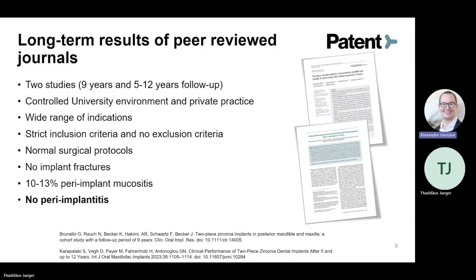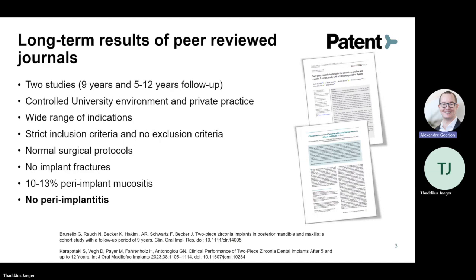So the idea is to present this concept, of course, also because we looked from the scientific point of view into the data related to this system, and we saw, beside what has been published with regard to perimucositis and especially to periimplantitis, a completely different picture.